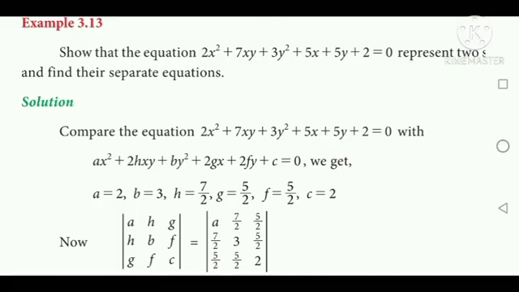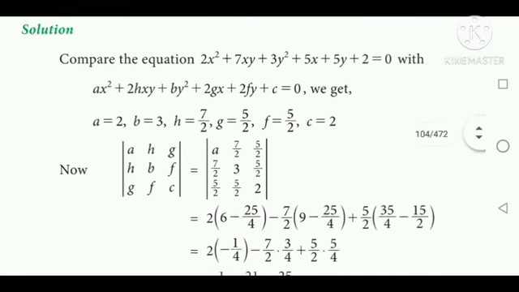Likewise, the coefficient of x is 2g, therefore g equal to 5 by 2, and the coefficient of y equal to 2f. Here it is 5, that is 2f equal to 5, which means f equal to 5 by 2, and c equal to 2.